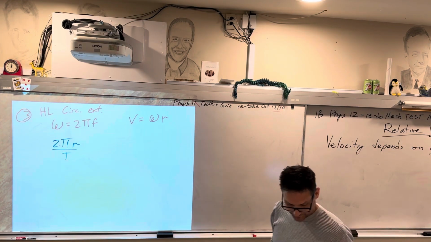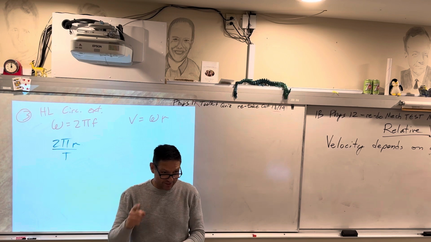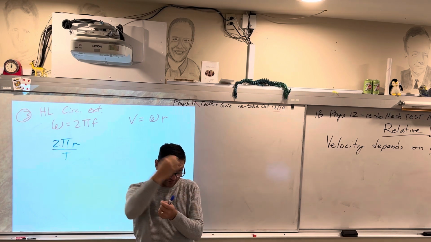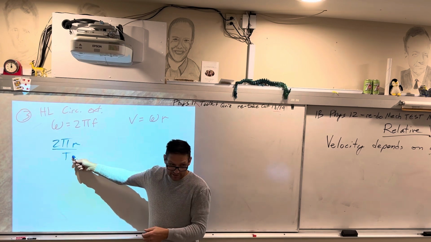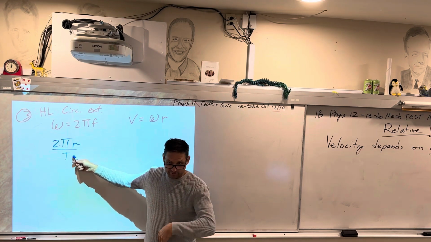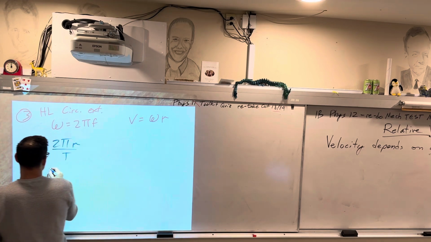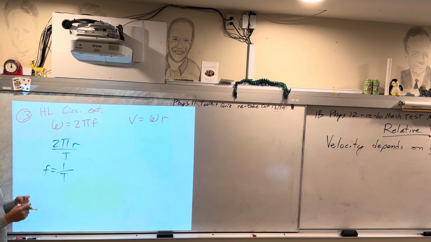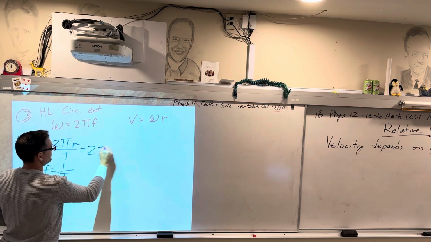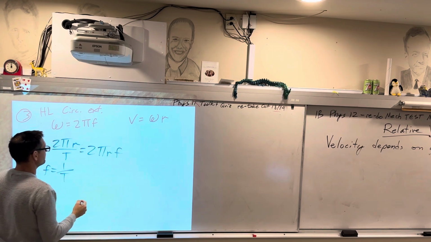I like biscuits. Okay, so this is circular extensions HL part 3. If you go around a circle, you cover a distance of 2 pi r in a time period t. That's the period, it's just one revolution, right? Frequency is always the inverse of the period, right? If it takes you 2 seconds to go around, then you're gonna do a half a loop per second, yes? So this equals 2 pi r f.